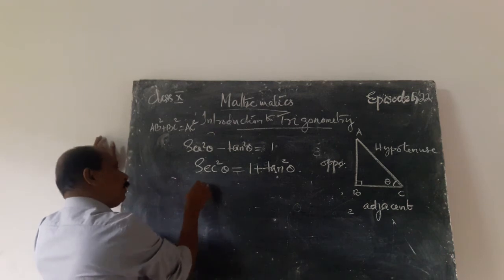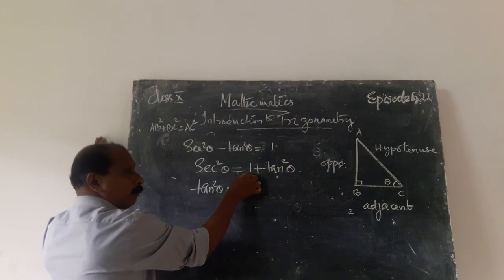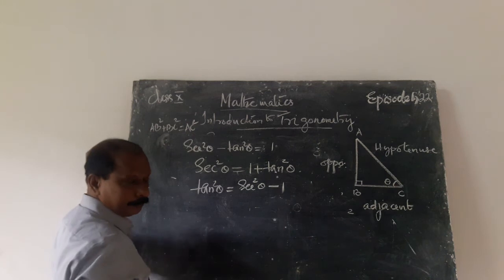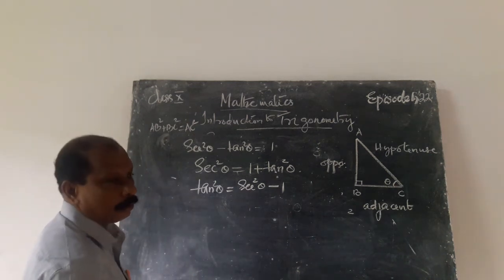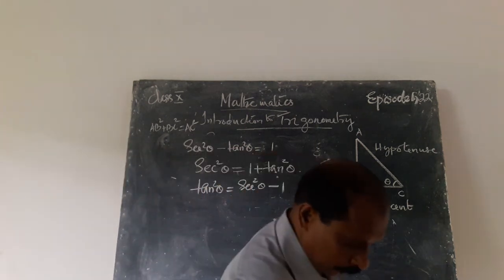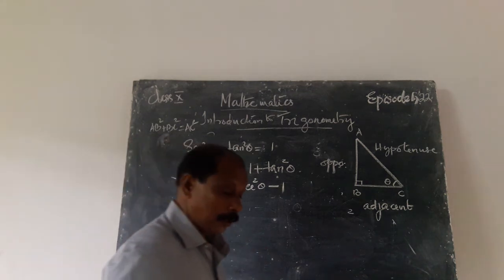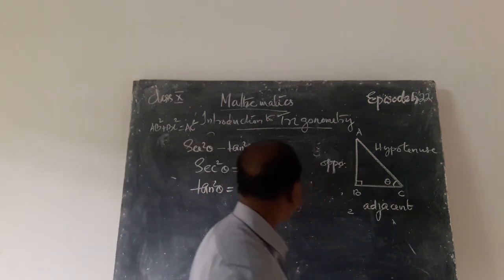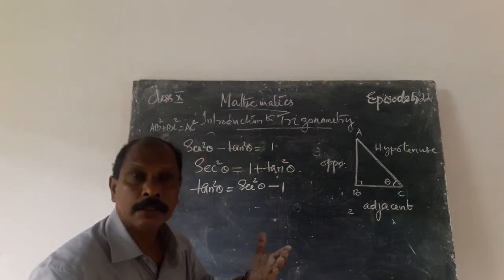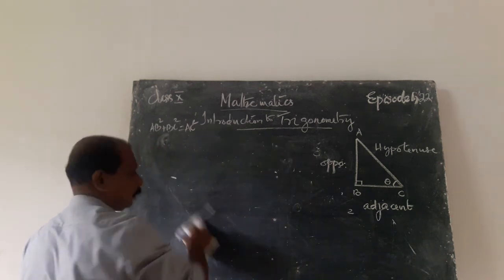Shifting 1 to the left, we get tan square theta is equal to sec square theta minus 1. That is tan square theta. Therefore, there are three results. Sec square theta minus tan square theta is 1. Therefore, sec square theta is 1 plus tan square theta, and tan square theta is sec square theta minus 1. The one is sin and cos, other is sec and tan, then third is what? Cosec and cot.